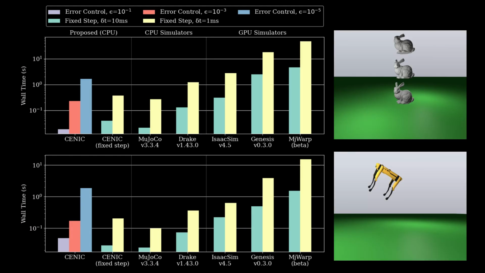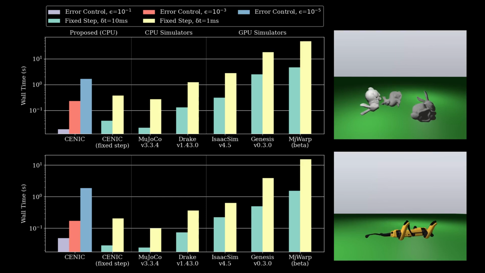Even with the added computation of error estimation and step size selection, CENIC achieves simulation speeds on par with state-of-the-art discrete-time robotics simulators, like MuJoCo, Drake, and IsaacSim.